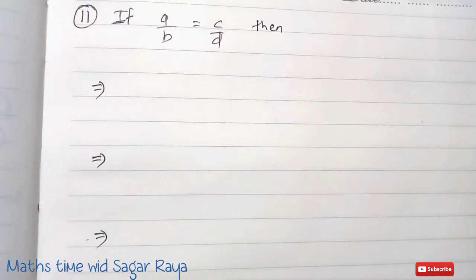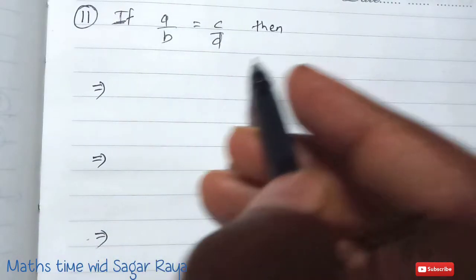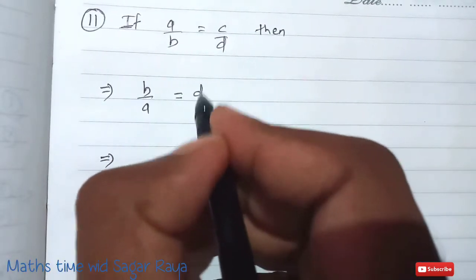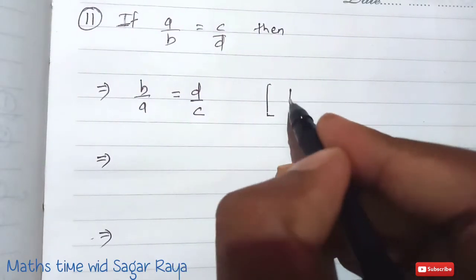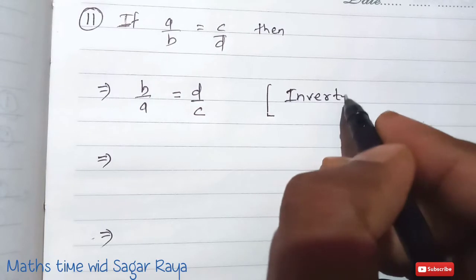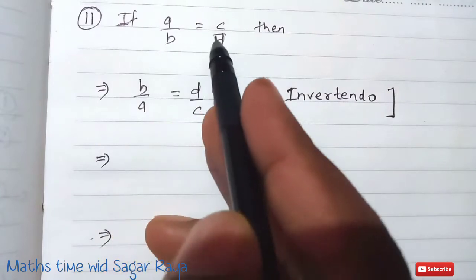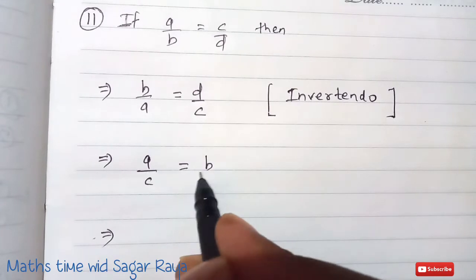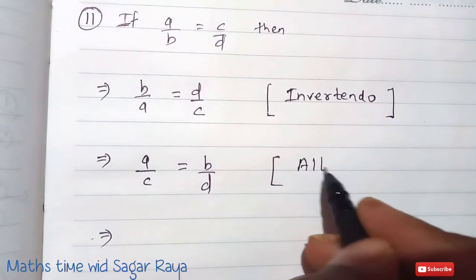At the same time, you must understand some of the relations in trigonometry. If a by b is equal to c by d, then b by a is also equal to d by c, and this relation is known as invertendo. Similarly, if a by b is equal to c by d, then a by c is equal to b by d, and this relation is known as alternendo.